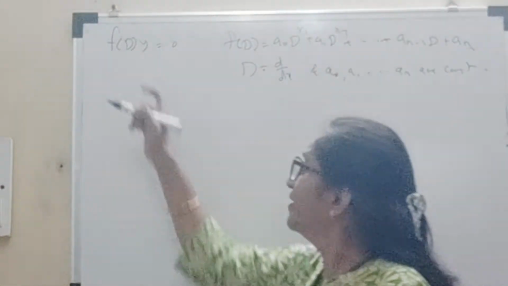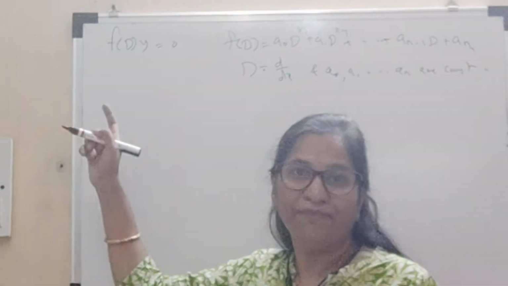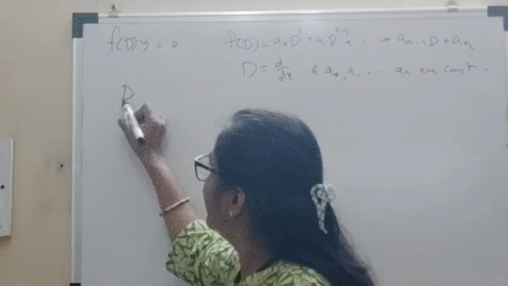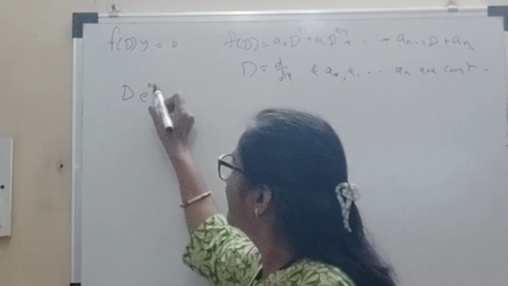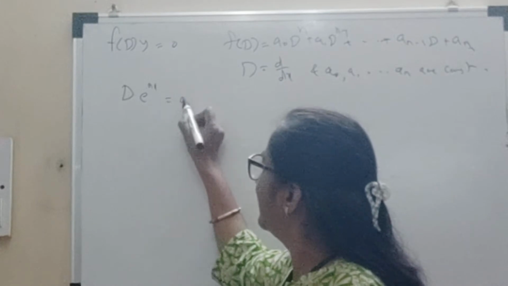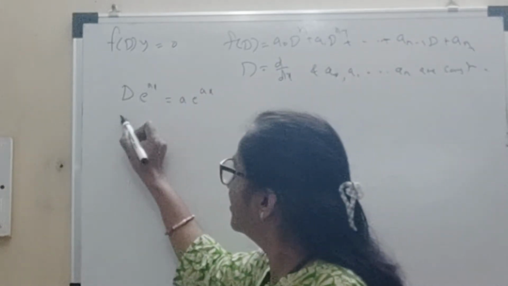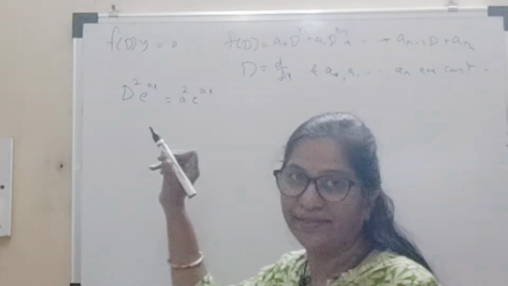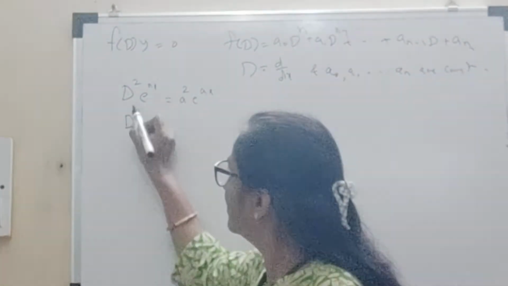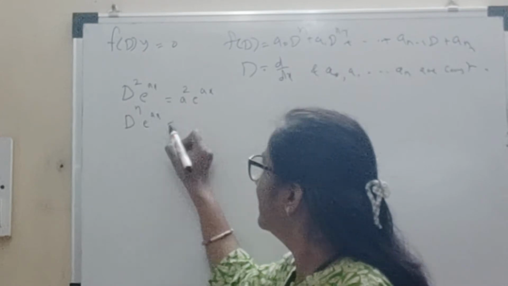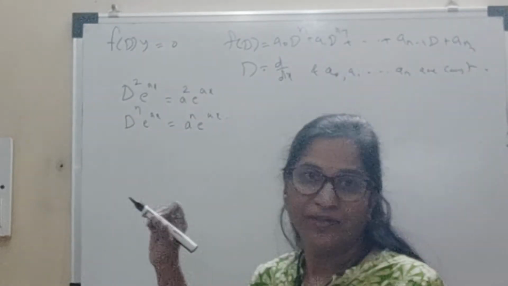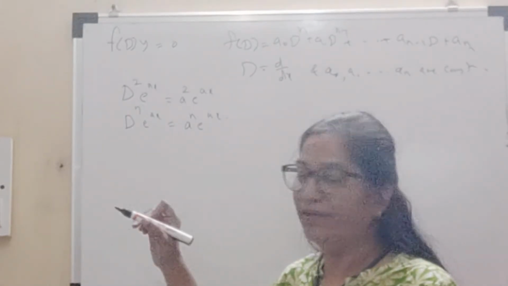Now we see what is the effect of f(D) on the function e^(ax). Now we know that the derivative of e^(ax) is a times e^(ax). So in general, the second order derivative of e^(ax) is nothing but a^2 e^(ax). So in general, the nth order derivative of e^(ax) is nothing but a^n e^(ax). So what will be the effect of f(D) on e^(ax)?